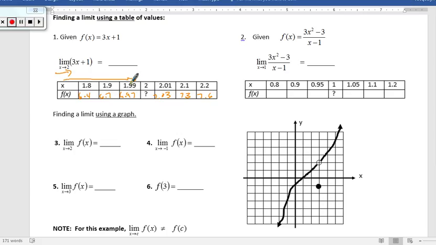We're looking from the left side of 2 and the right side of 2 is where we're approaching. Are we coming to the same number? And the answer is yes. They're both converging on 7, so the limit as x approaches 2 would be 7.